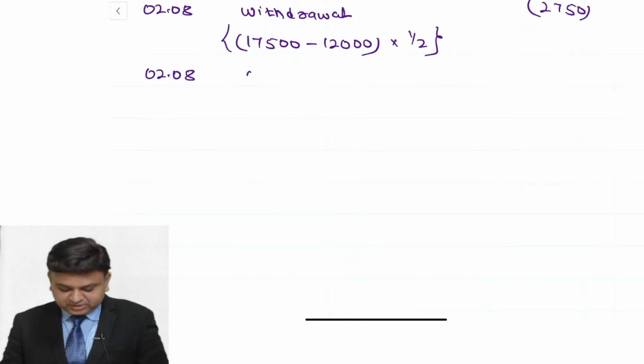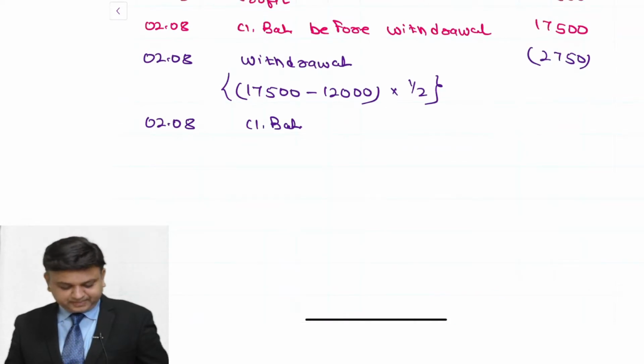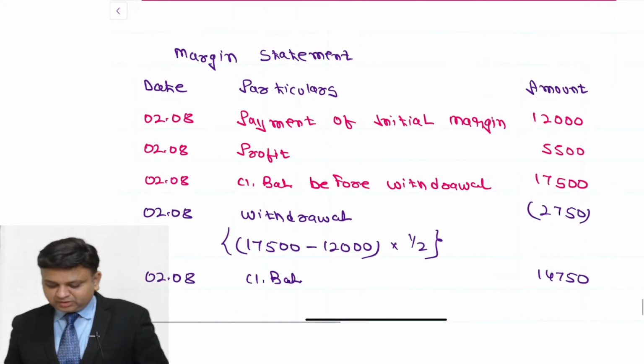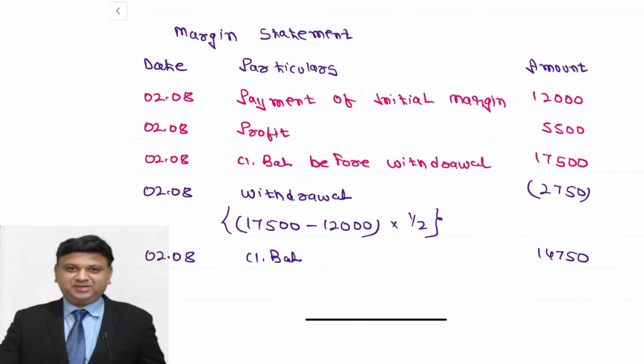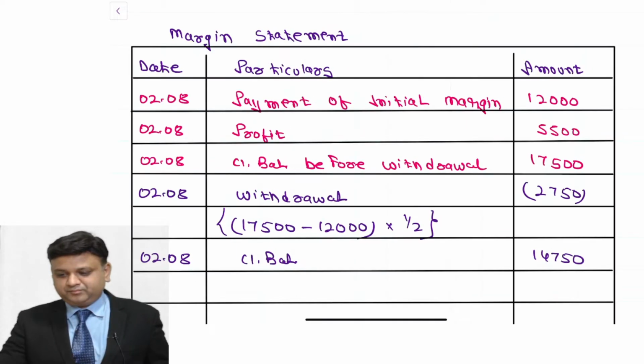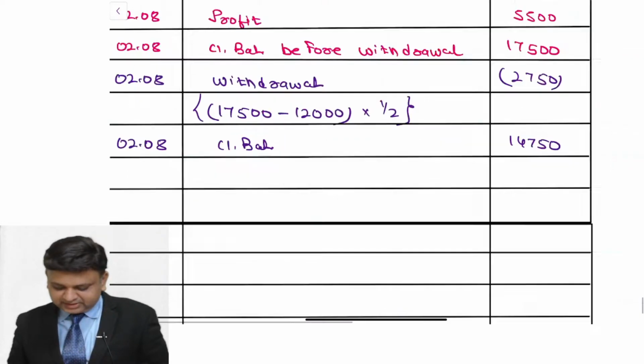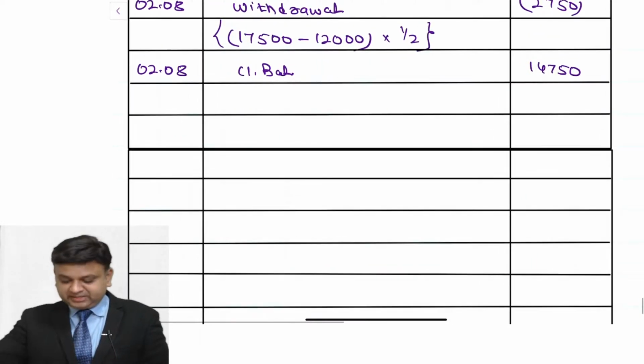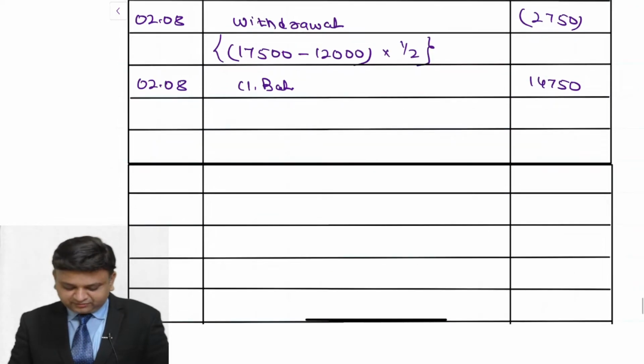So 17,500 minus 12,000, that is 5,500, divided by 2, 2,750. So on 2nd of August, the closing balance is an amount of 14,750. And so on, we are required to prepare the statement. Try to complete the remaining answer on your own. Let us see, on 2nd of August, the closing balance is 14,750 after withdrawal.